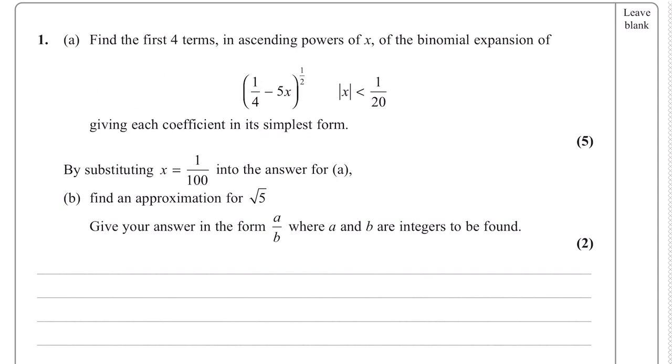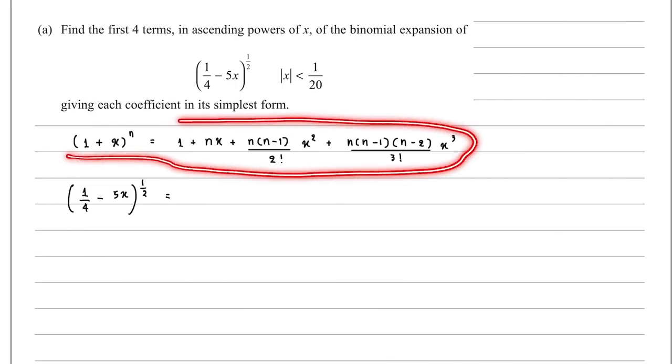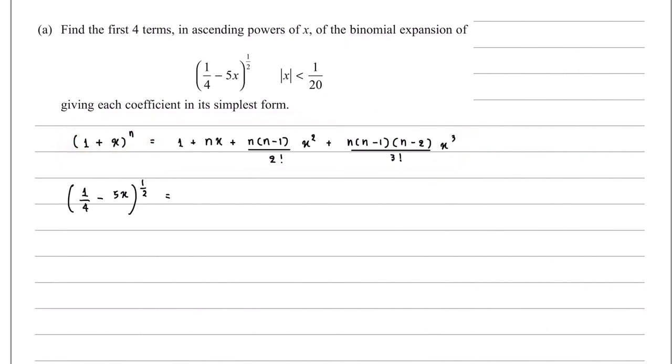Find the first four terms in ascending powers of x of the binomial expansion of this term, giving each coefficient in its simplest form. So here is the formula for the first four terms of the binomial expansion. According to the formula, we have to make our term to be in the form of 1 plus x to the power of n.